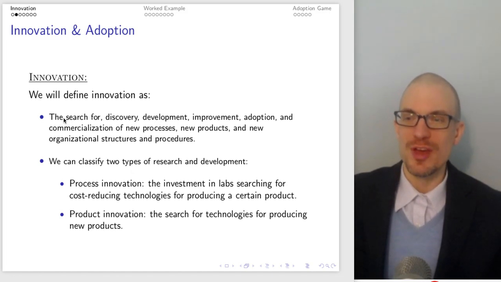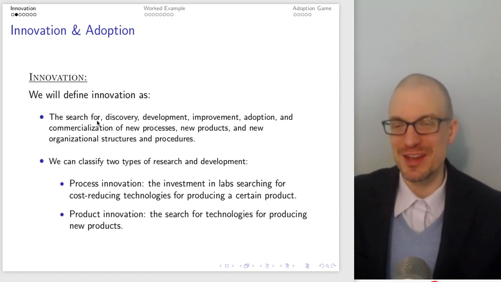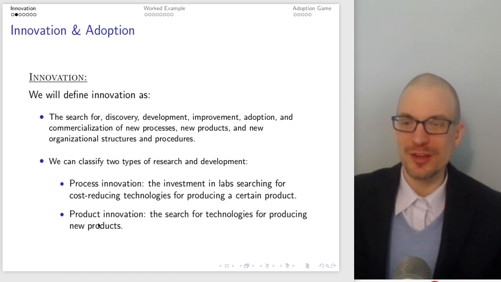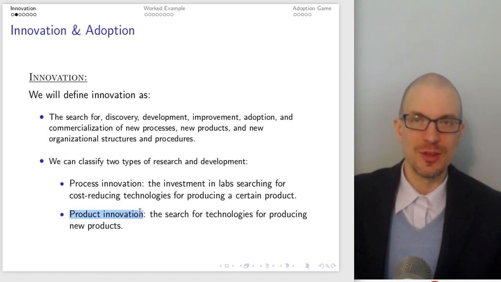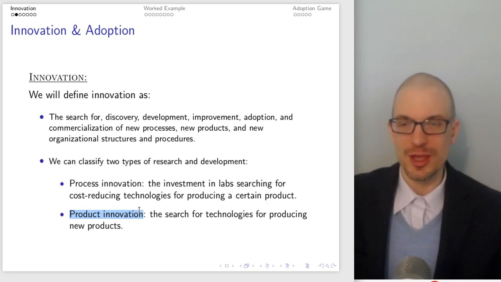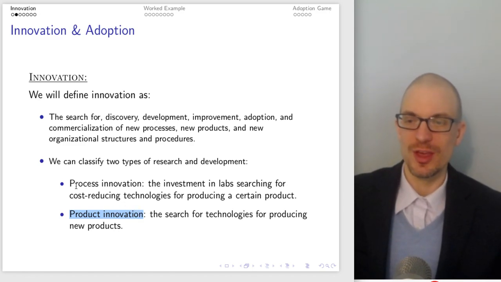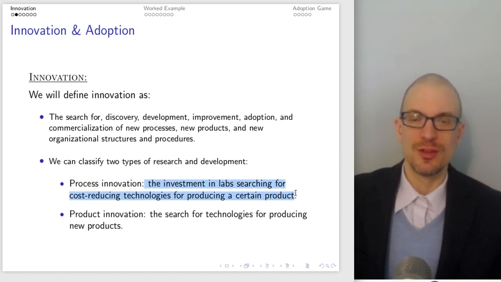I should go over the definition of innovation. This is the search for, discovery, development, improvement, adoption, and commercialization of new processes, products, and new organizational structures and procedures. And this is broad. There's a lot of things we mean by innovation. For our purposes, we care about process innovation and product innovation. We will think about product innovation in several lectures in the future when we think about product positioning, advertising, and these sorts of things. Today we're thinking about process innovation. So this is the investment in searching for cost-reducing technologies.